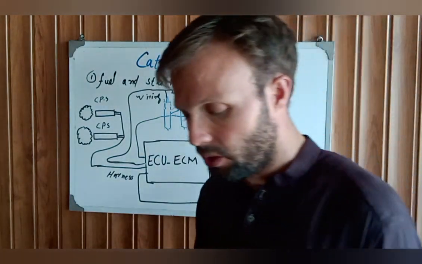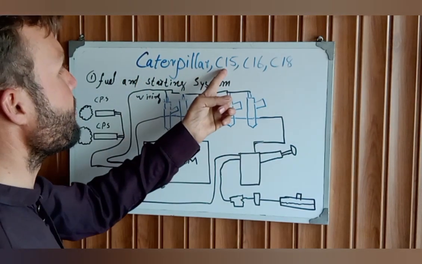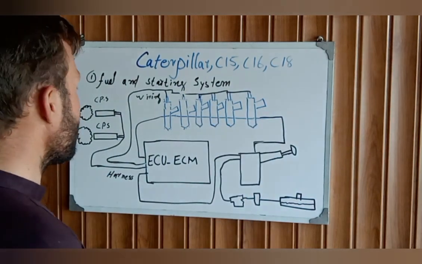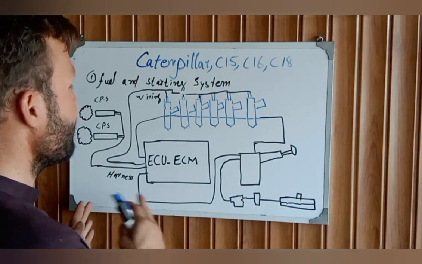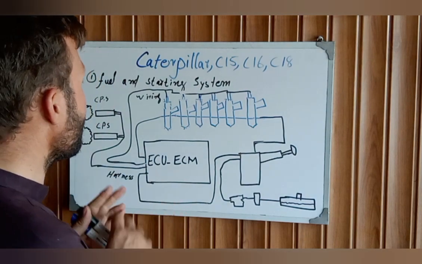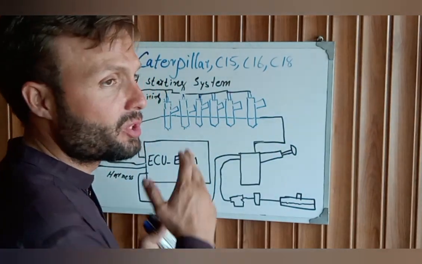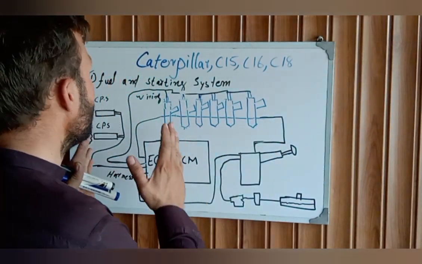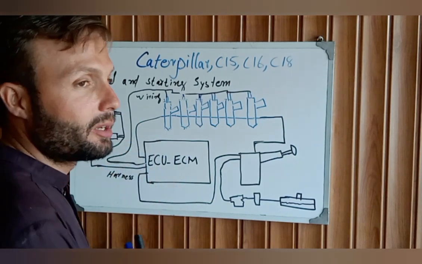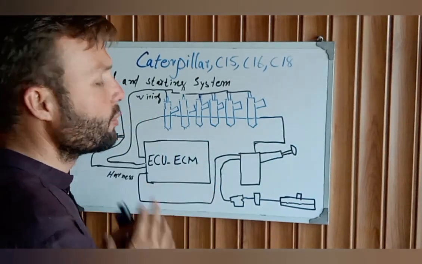Let's get started. Today we are talking about Caterpillar C15, C16 and C18 models: the starting circuit, the fuel circuit and the fuel diagram. If you are having trouble starting this engine or have a fuel system problem, you can watch this video for a proper understanding to resolve all the problems related to starting or fuel.